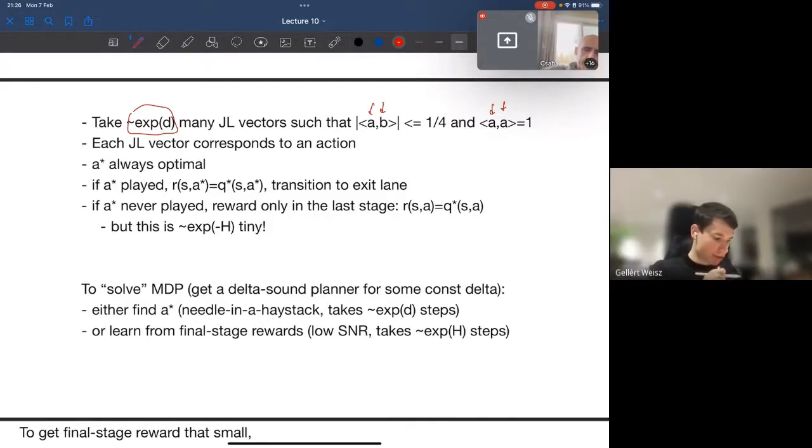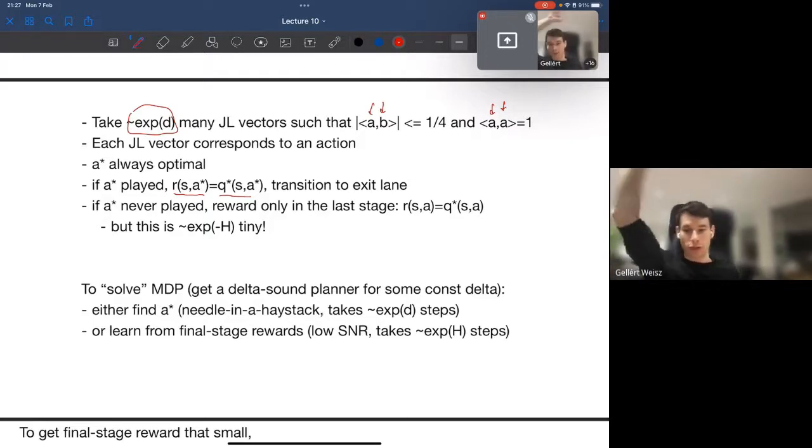Okay, so what we say now is each of these vectors corresponds to an action. There's a one-to-one mapping between actions and these vectors. And we say that there is an A star JL vector, which is always optimal. And so if you play A star, then the MDP is going to give you the reward, which is exactly equal to Q star. And then the MDP transitions to an exit lane. And there are going to be no other rewards. It doesn't matter what you do after that. Every feature will be 0. It's fine.